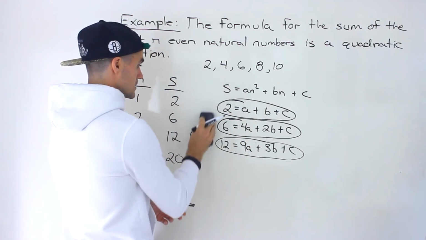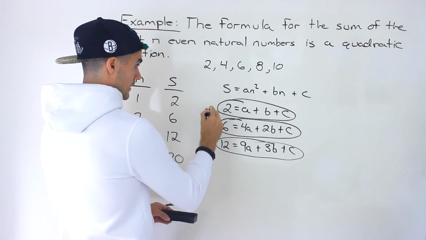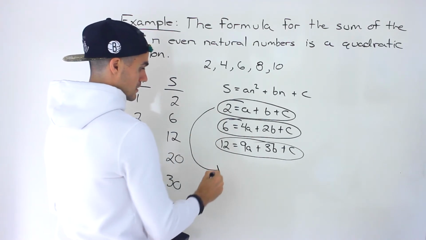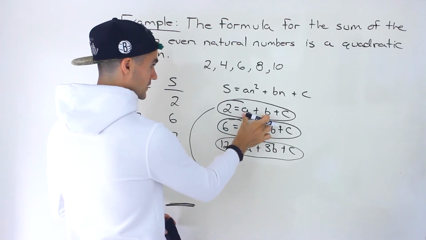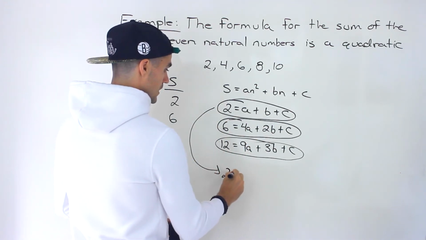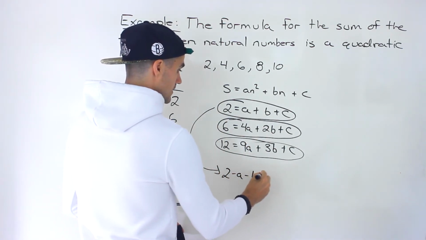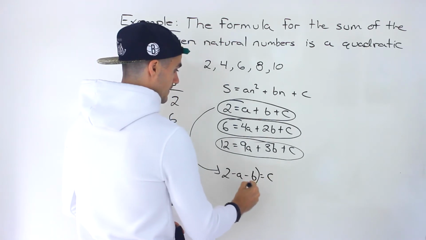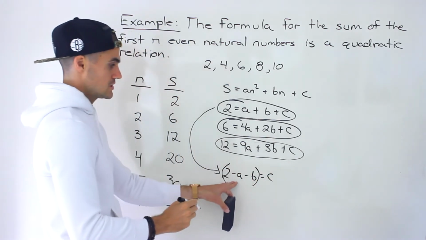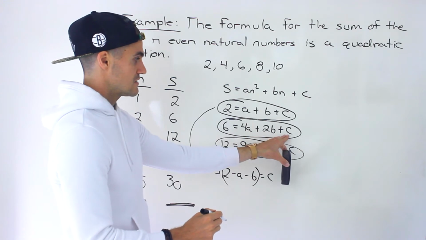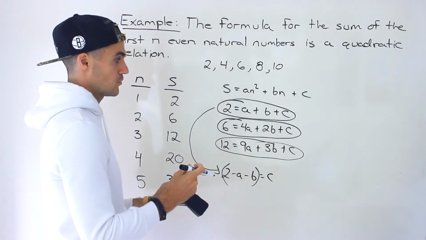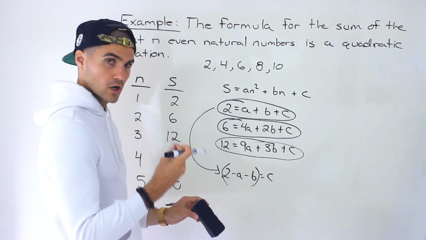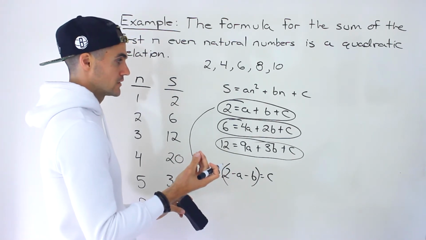So let me erase this. Let me take that equation. I'm going to isolate for the c value, so I'm going to bring the a and the b over, so I'll have 2 minus a minus b is equal to c. And then I'm going to take this expression and plug it in for this c value and this c value. So then what would happen is we would end up with 2 equations and only 2 unknowns.